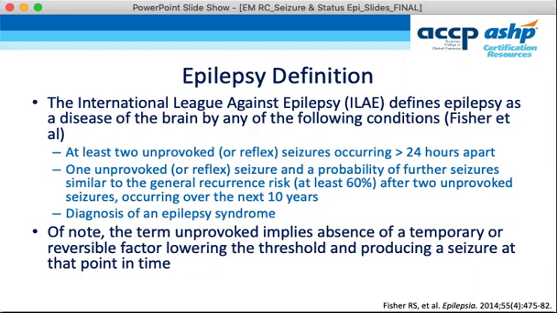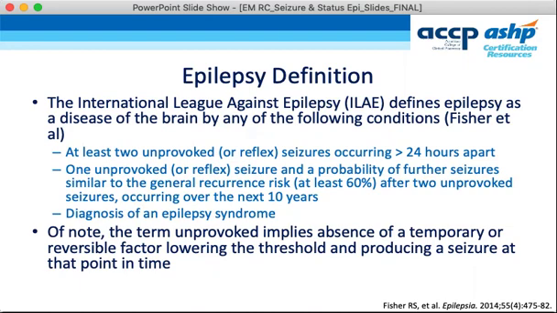We should note that the term unprovoked implies absence of a temporary or reversible factor lowering the threshold and producing a seizure at that point in time. A common example would be seizures related to alcohol withdrawal or hypoglycemia. The second operational definition is one unprovoked or reflex seizure and a probability of further seizures similar to the general recurrence risk of at least 60% over the next 10 years. So I have an unprovoked seizure today, but because of the cause of that, I have a high risk of a second seizure occurring. We'll go ahead and diagnose that patient with epilepsy and can initiate anti-epileptic therapy.